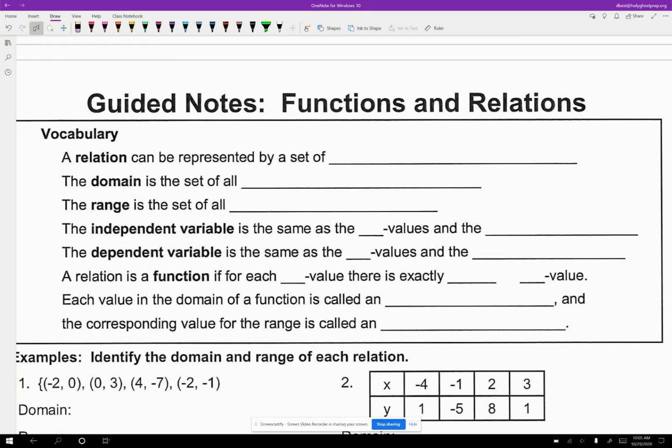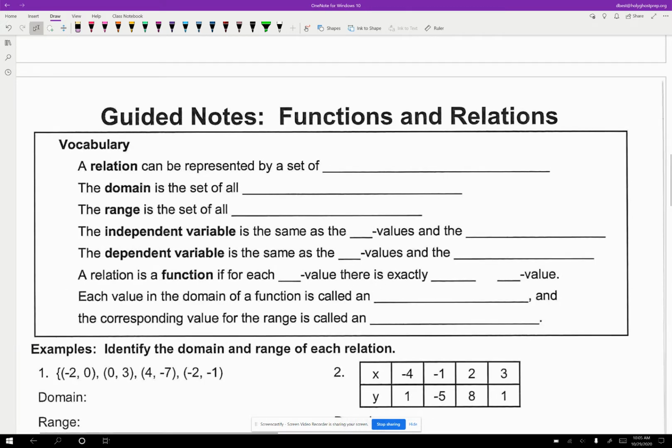We are talking about functions and relations today, and I think this sounds maybe a little scarier than it actually is. So, hopefully, you have your guided notes ready to go. This top box is just going to be all of our vocab that we need for this lesson and for the rest of the chapter. We're going to be referring to this a lot.